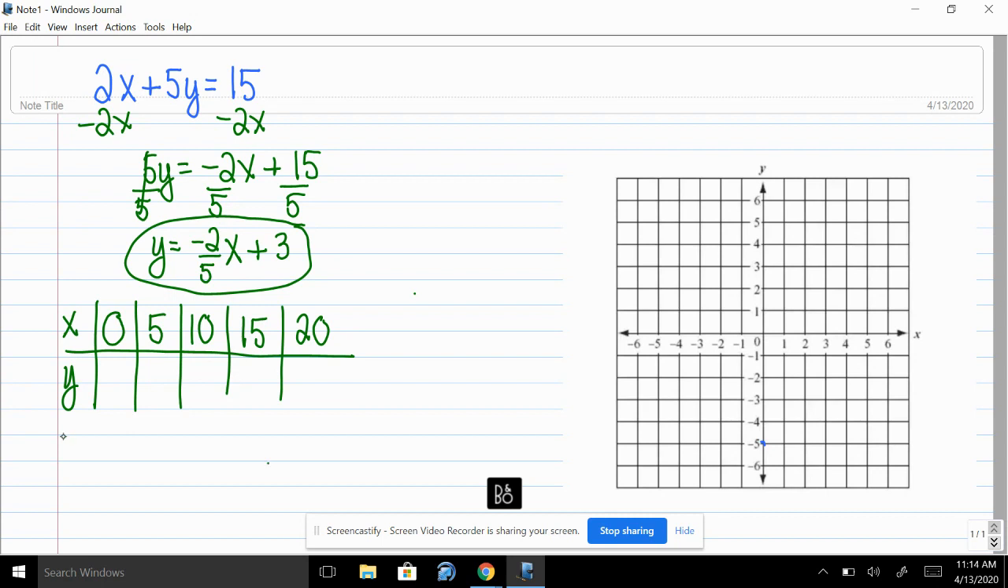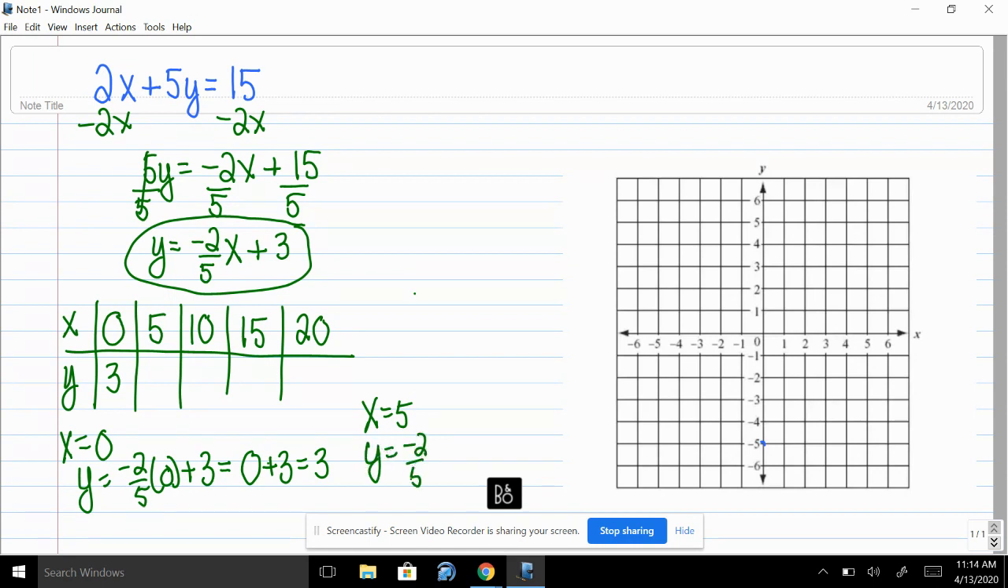So when we plug in 0, you're going to have y is equal to negative 2 over 5 times 0 plus 3. That would be 0 plus 3, which is 3. Hopefully you're picking up on a pattern with the 0. We're going to talk about that later. When x is equal to 5, y is equal to negative 2 over 5 times 5 plus 3. The 5s would cancel. That would give me negative 2 plus 3, which is positive 1. I'm not going to do the 10 because we talked about the pattern here.